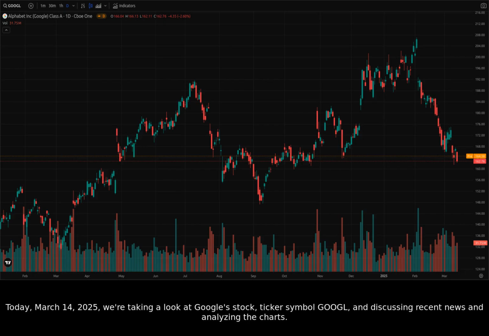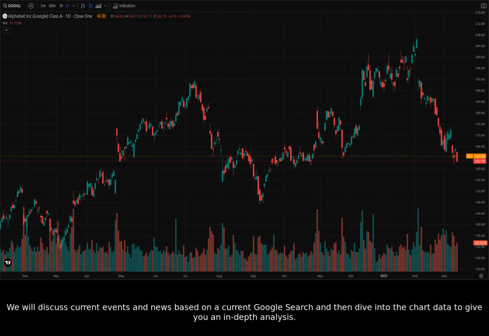Today, March 14th, 2025, we're taking a look at Google stock, ticker symbol GOOG, and discussing recent news and analyzing the charts. We will discuss current events and news based on a current Google search and then dive into the chart data to give you an in-depth analysis.